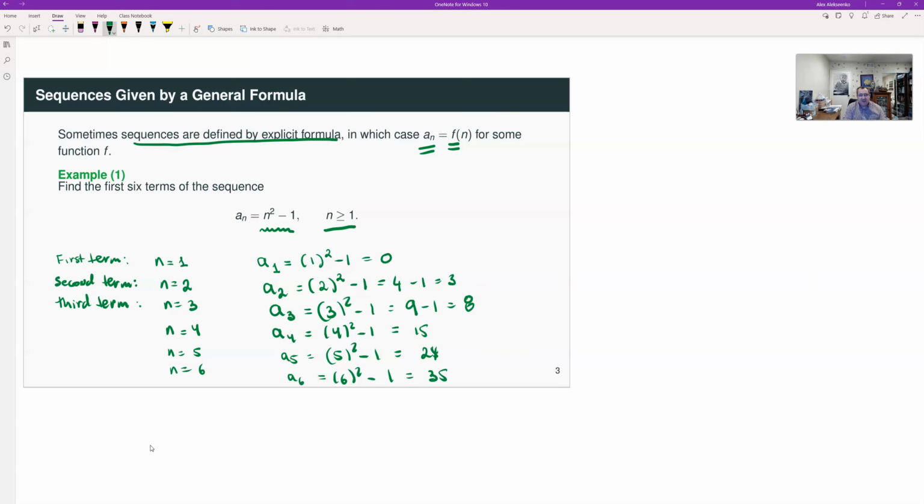So in this case, the explicit formula is given. Given a value n, the index of the sequence, we can compute the element of the sequence. The first value of the index is 1, so it's very, very straightforward. Let's look at the next example.